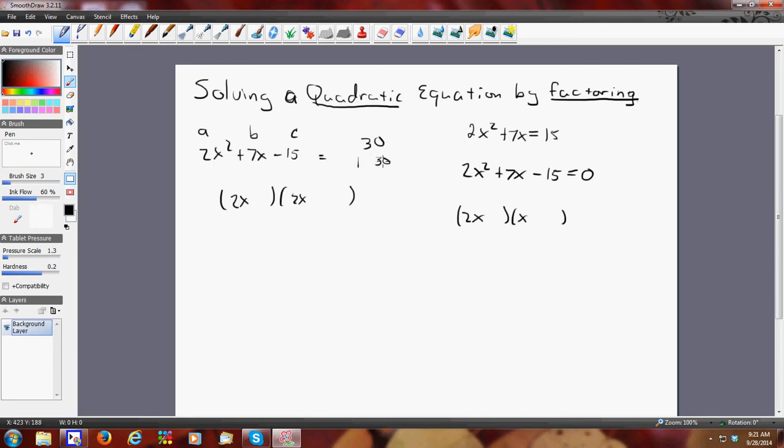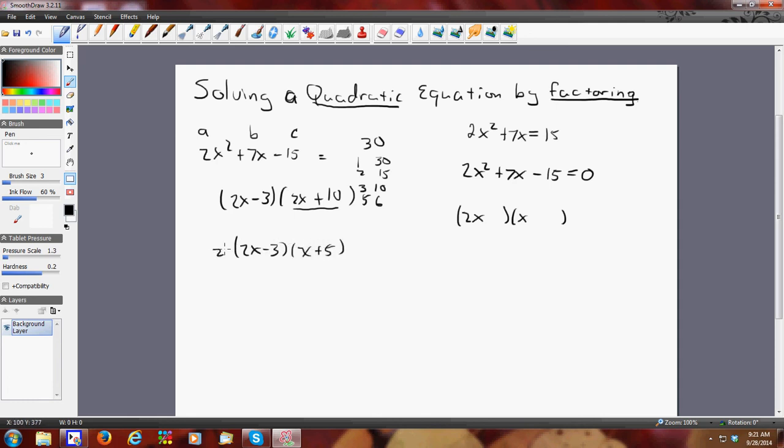Now I write down my factors of 30. And I notice that 3 and 10 will get me 7. So I put in my 3, I put in my 10. 7's bigger, so that becomes positive, that becomes negative. And now I'm going to factor out 2 from this binomial. When I do that, I'm left with 2x minus 3. And now I have x plus 5.